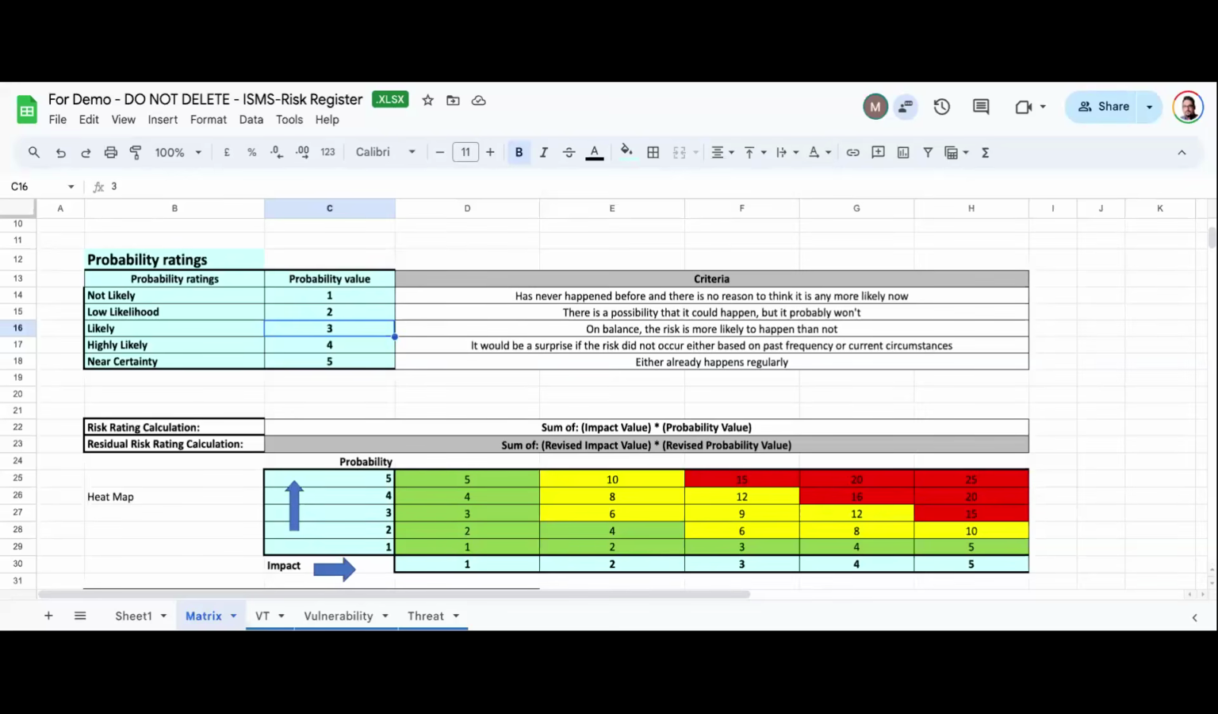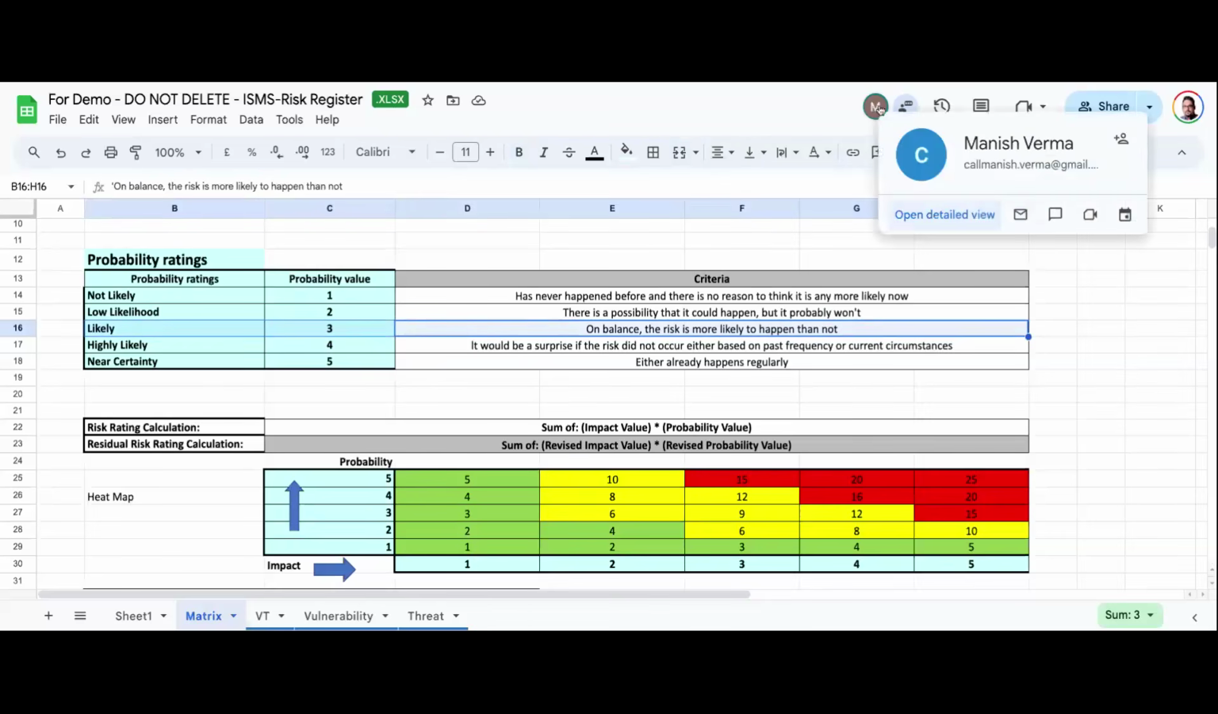For me, it will be a 3 rating. Why? Because the data is so big, so there will be a chance that the risk will be there. And however much you train people, there are still some people who will click the link or something like that, as per my knowledge. So I will go for 3.